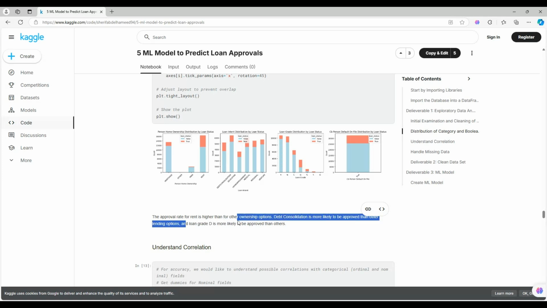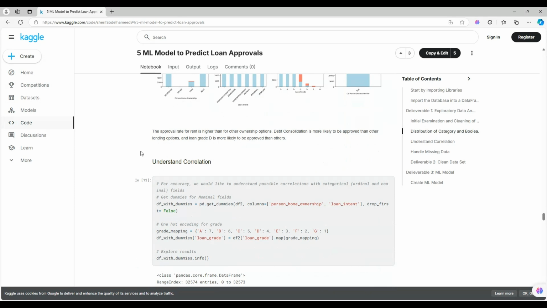And the loan grade D here is usually more approved. And if the person defaults, then for the most part they will not have the loan approved, but a certain percentage will have their loan approved.